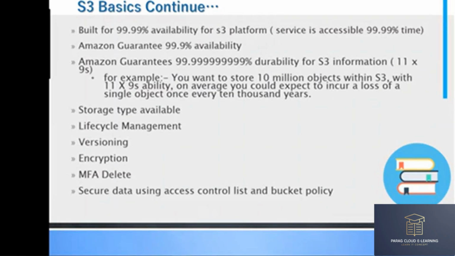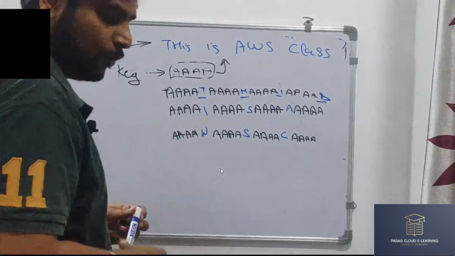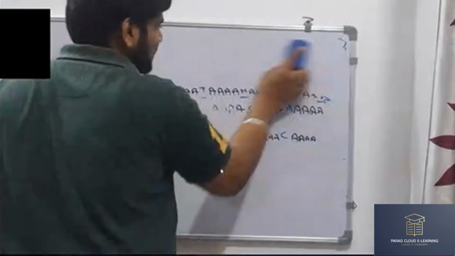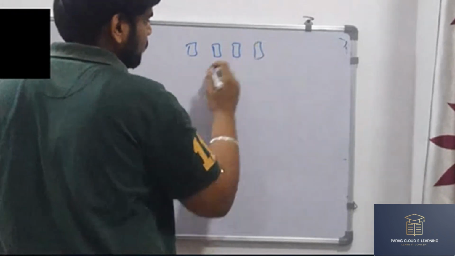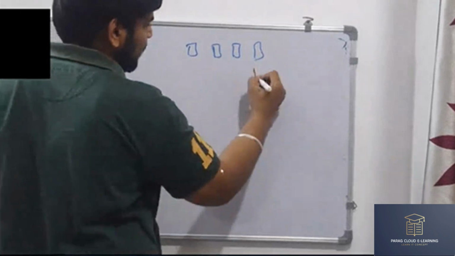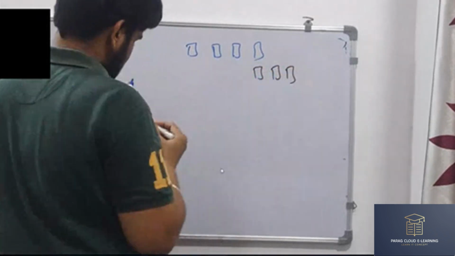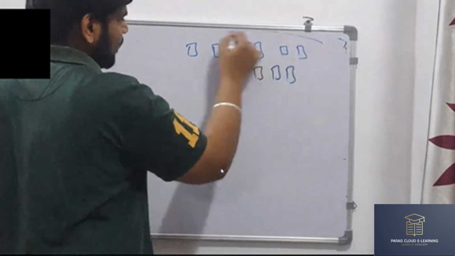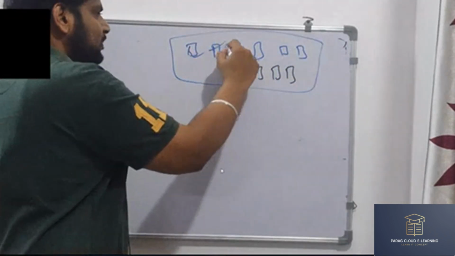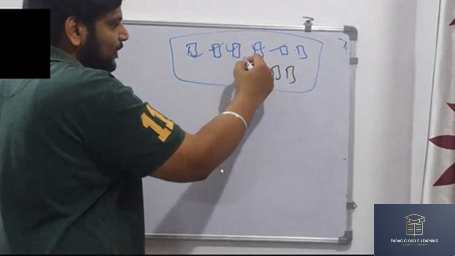MFA delete. MFA delete is very simple thing. If I have some important document which I have uploaded in S3 bucket, I have uploaded 10 files. Out of that, 3 are very important files, and they are all kept in the single bucket. Now you want to delete these files, only these files, but by mistake you selected all.